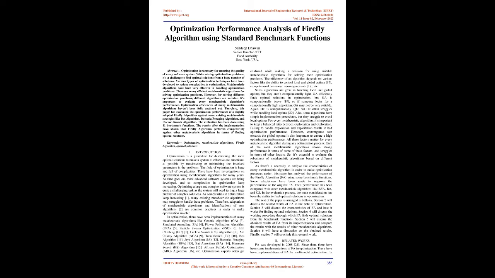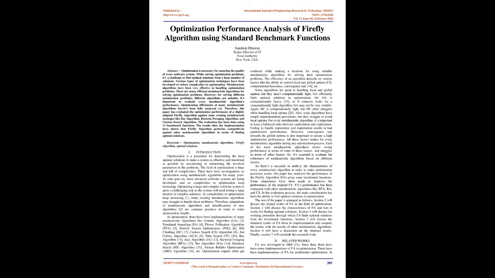Therefore, this paper has evaluated the optimization performance of a slightly adapted Firefly algorithm against some existing metaheuristic strategies like the BAT algorithm, bacteria foraging algorithm, and Cuckoo Search algorithm. The evaluation has been done using 11 benchmark functions. The results after the implementation have shown that the Firefly algorithm performs competitively against other metaheuristic algorithms in terms of finding optimal solutions. Keywords: optimization, metaheuristic algorithms, Firefly algorithm, optimal solutions.